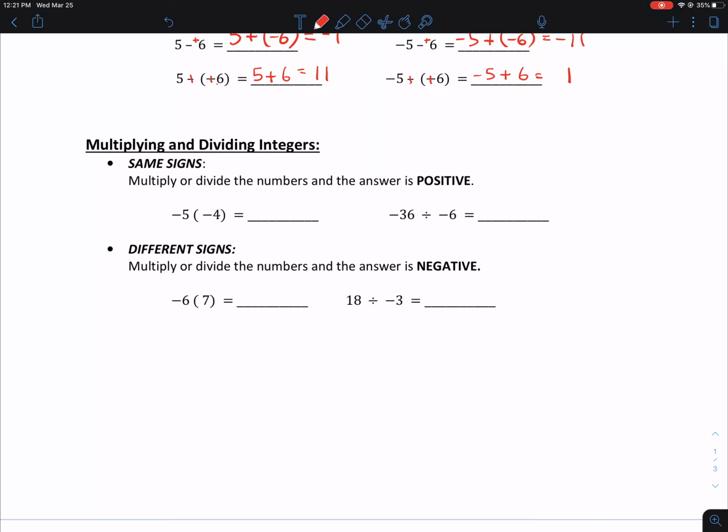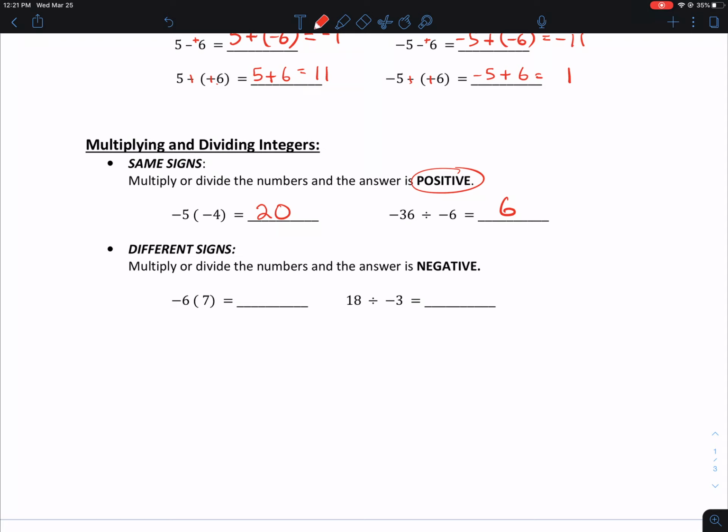And so again, these have nice rules that allow us to work with these. If you're multiplying or dividing numbers that have the same signs, whether positive or negative, our answer is always positive. So negative 4 times negative 5 is going to give us a positive 20. If we were multiplying positive 4 times positive 5, again, we'd still get positive 20. Now negative 36 divided by negative 6, since they're both negative, that's going to give us positive 6 as our answer.